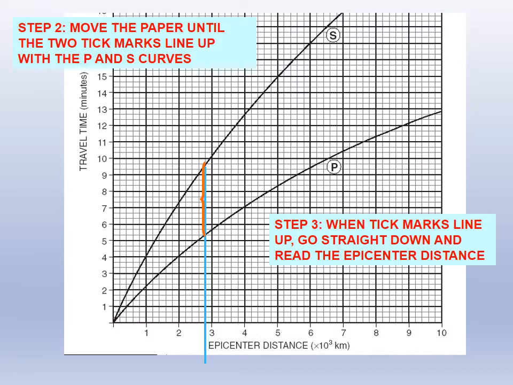In this case, it is 2.8 times 10 to the third, or 2,800 kilometers. Like I said, this is a more versatile but more complex graph because it keeps the P and the S wave separate. You can find a lot of different information using this graph. So the epicenter distance in this case is 2,800 kilometers.